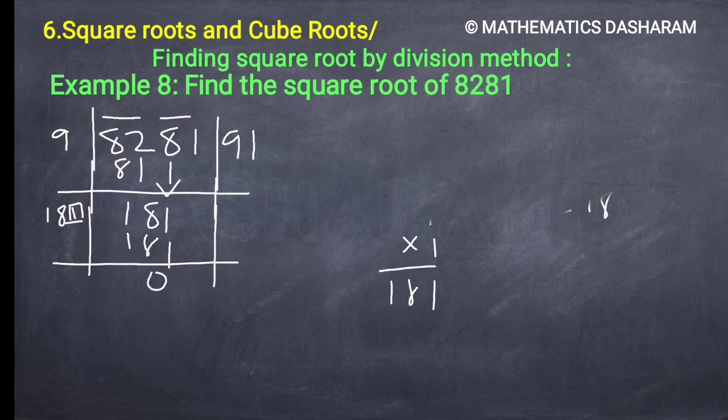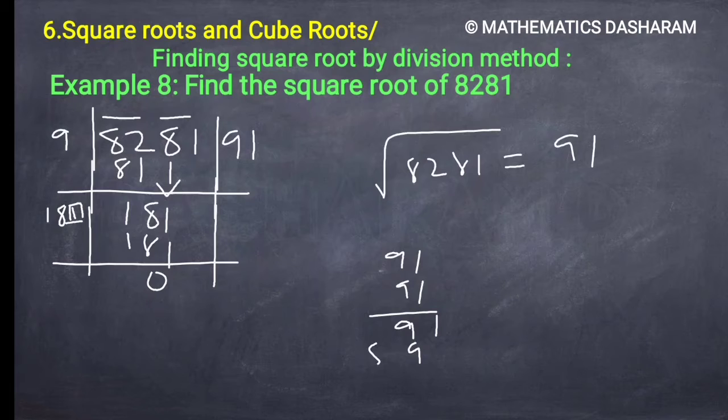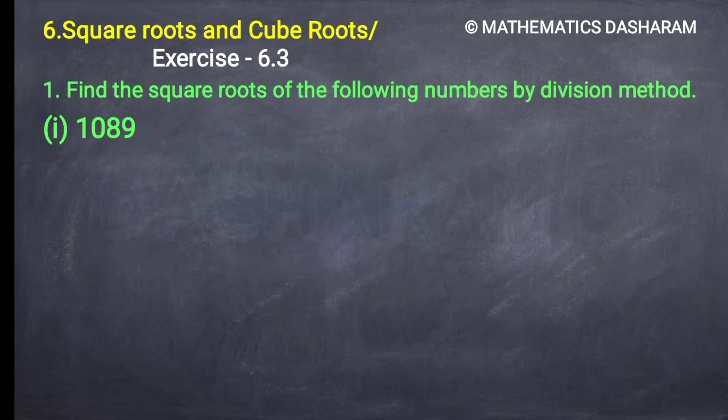So then the square root of 8281 equals 91. Let's verify our answer. 91 into 91: 1 ones are 1, 1 nines are 9, 9 ones are 9, 9 nines are 81. So here 1, 18, 1 carry, 2, 8, 8281.